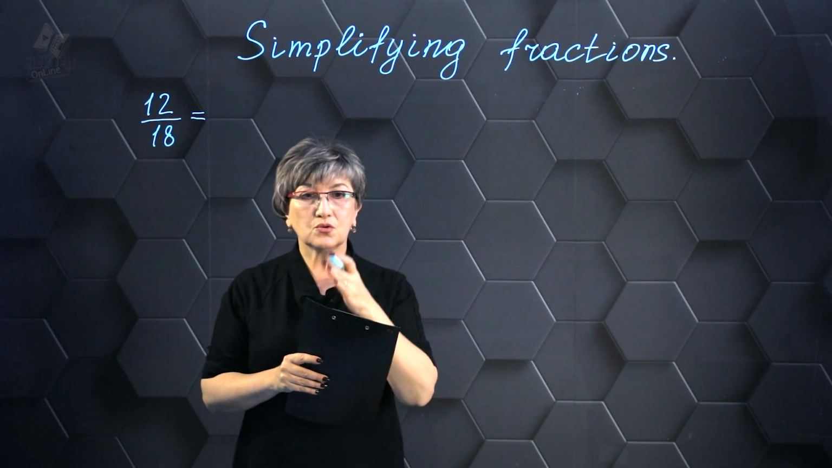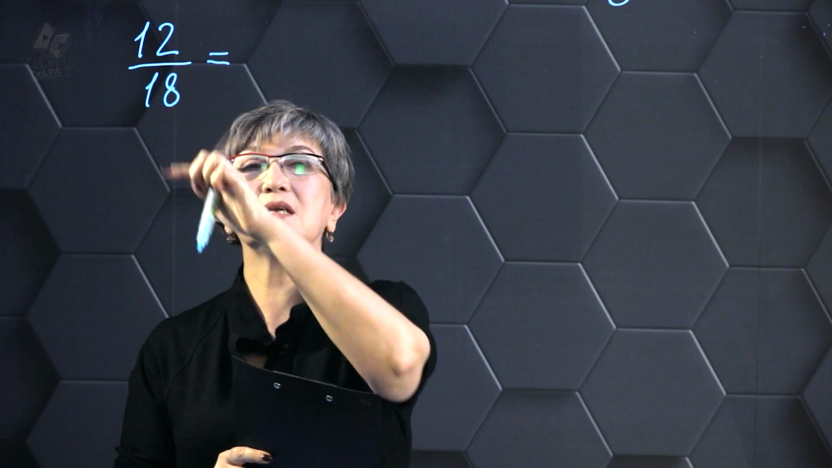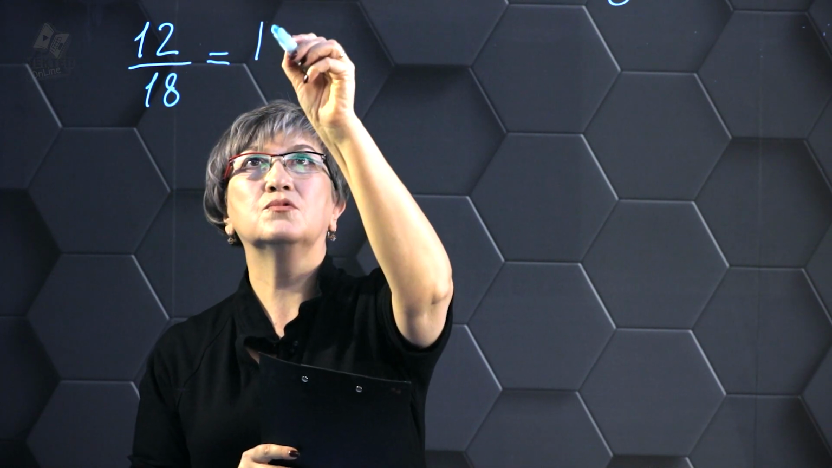I repeat once again that you can simplify the fractions step by step and you will still come to the result. The only thing is, every time you need to verify whether this fraction can be simplified or not. Let's start with our example, 12 and 18. 12 and 18 can be divided by 2.